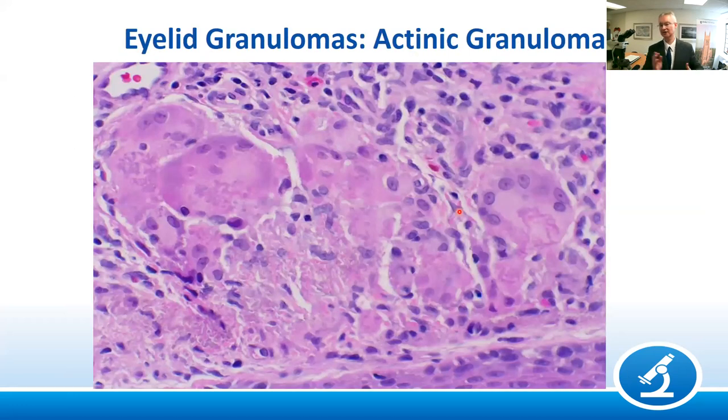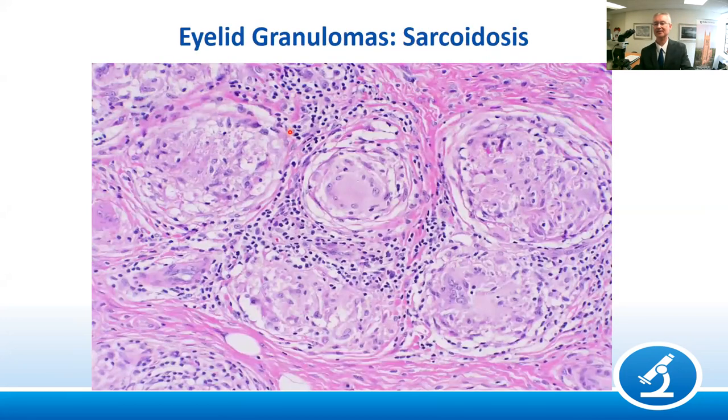Okay, just a few more top of the world eyelid pathology specimens you'll see. You might see these so-called actinic granulomas, where the granulomatous inflammation is ingesting actinic fibers. I hope you can see that on the screen. It's usually much more evident under the scope. Sarcoidosis, never counted out.